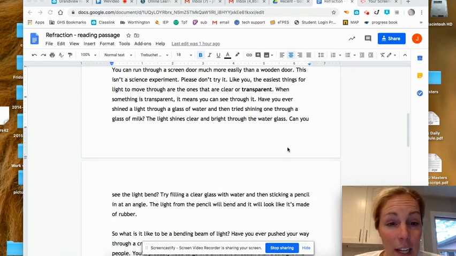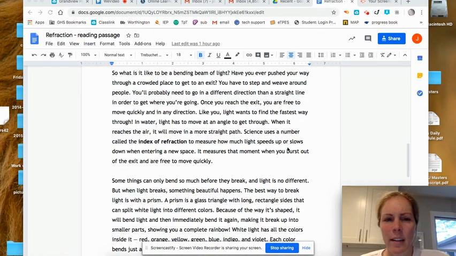Have you ever shined a light through a glass of water and then tried shining one through a glass of milk? The light shines clear and bright through the water glass. Can you see the light bend? Try filling a clear glass with water and then sticking a pencil in it at an angle, similar to what we just did. The light from the pencil will bend and it will look like it's made of rubber.